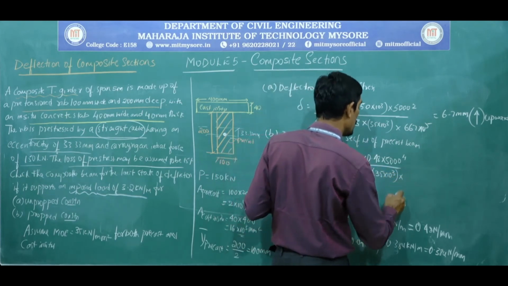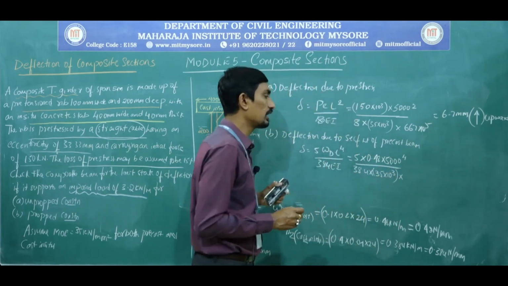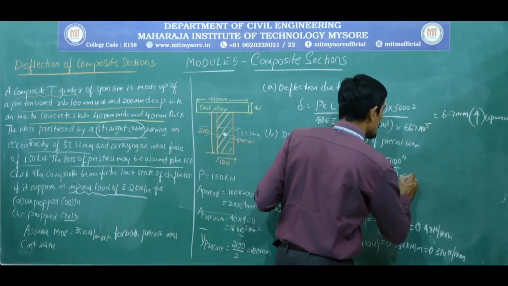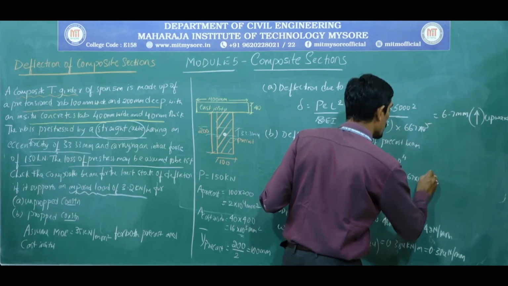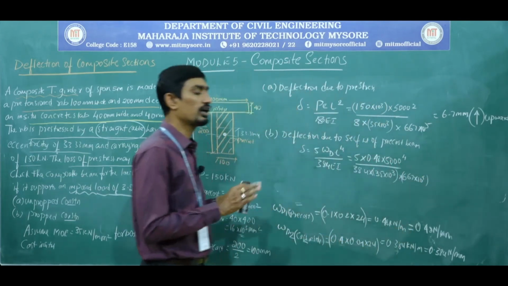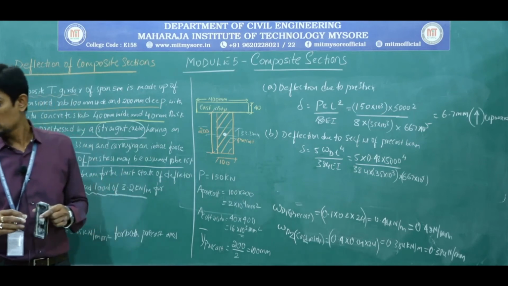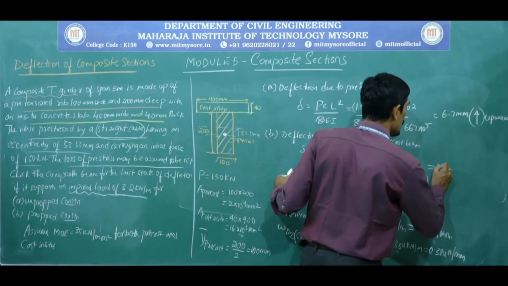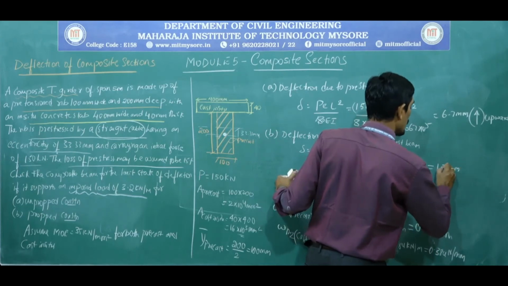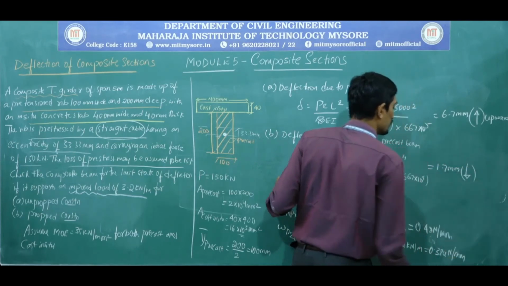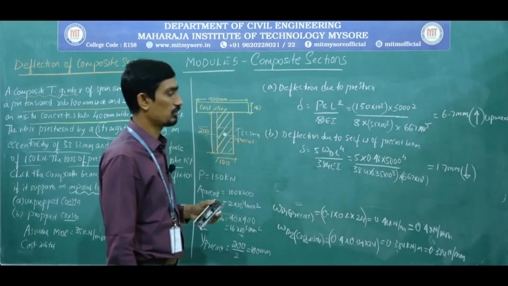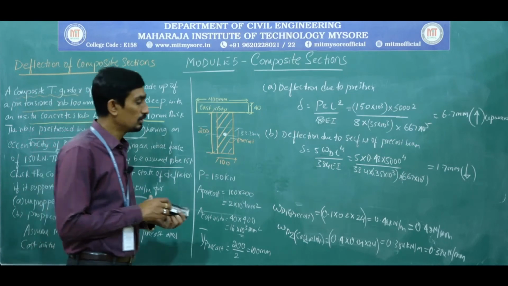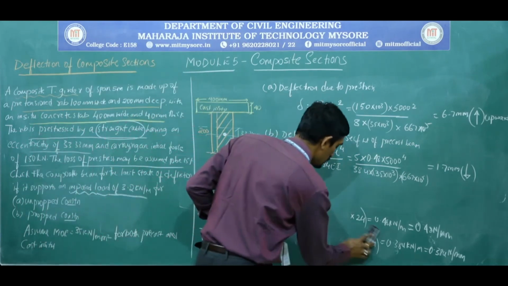Multiply by I. Once again, which is the I you are going to consider? Since it is a precast thing, 667 into 10 to the power of 5. You need to be very careful while substituting like this. So now the answer will be 1.7 mm positive, or you can indicate the sign like this, that is downward. Deflection due to self weight. Next, we will move on to the next.